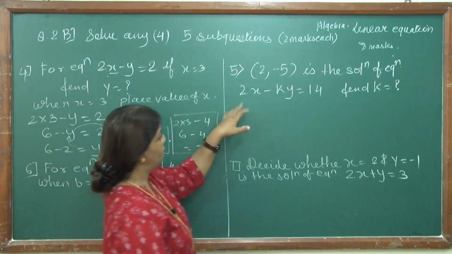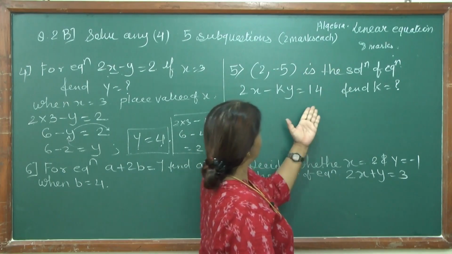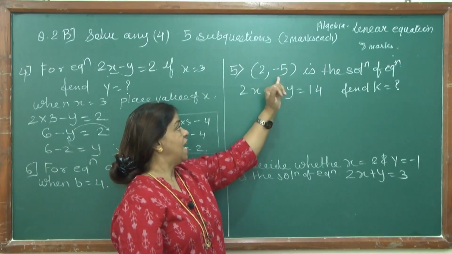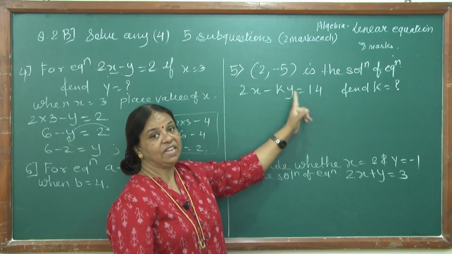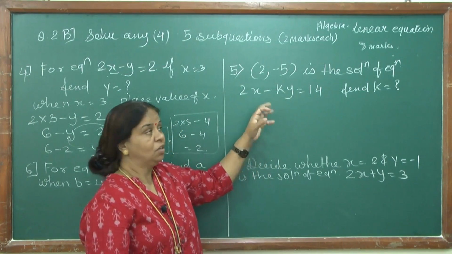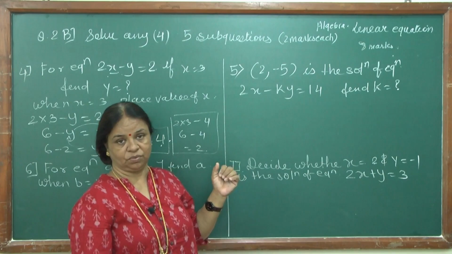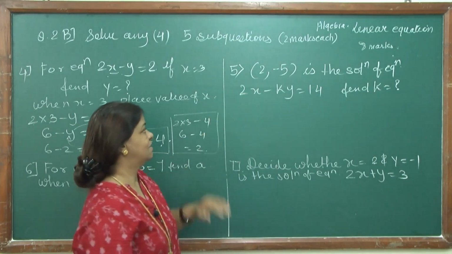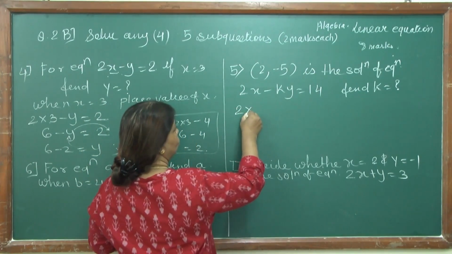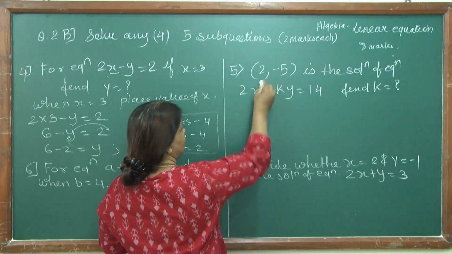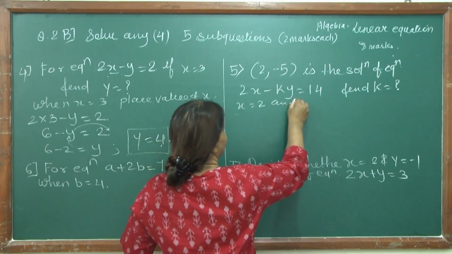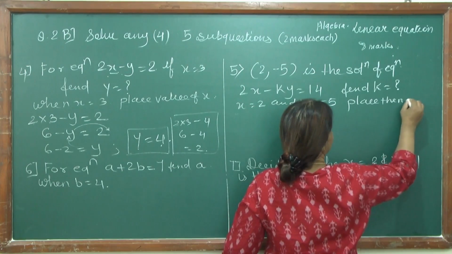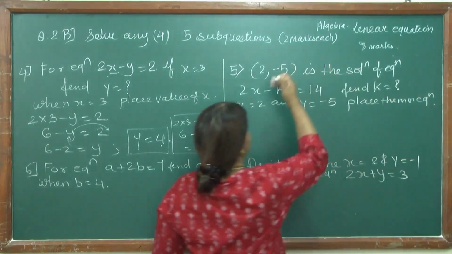Now move to the fifth question. If 2, minus 5 is the solution of this equation, what do you mean by solution? It means if we place x value as 2 and y value as minus 5, then we get equal to 14. That means 2, minus 5 is the solution of the equation. So let us place that value: here x is equal to 2 and y is equal to minus 5. Place them in the equation.